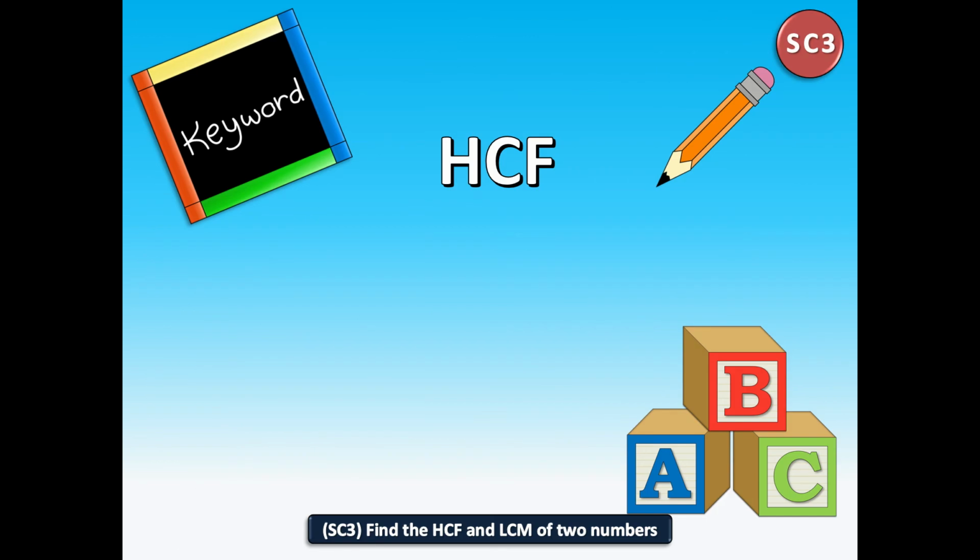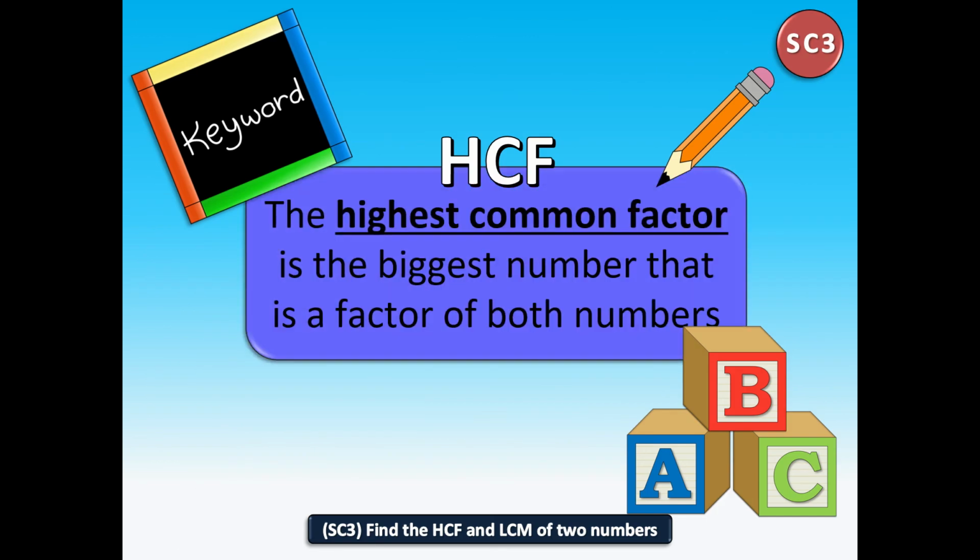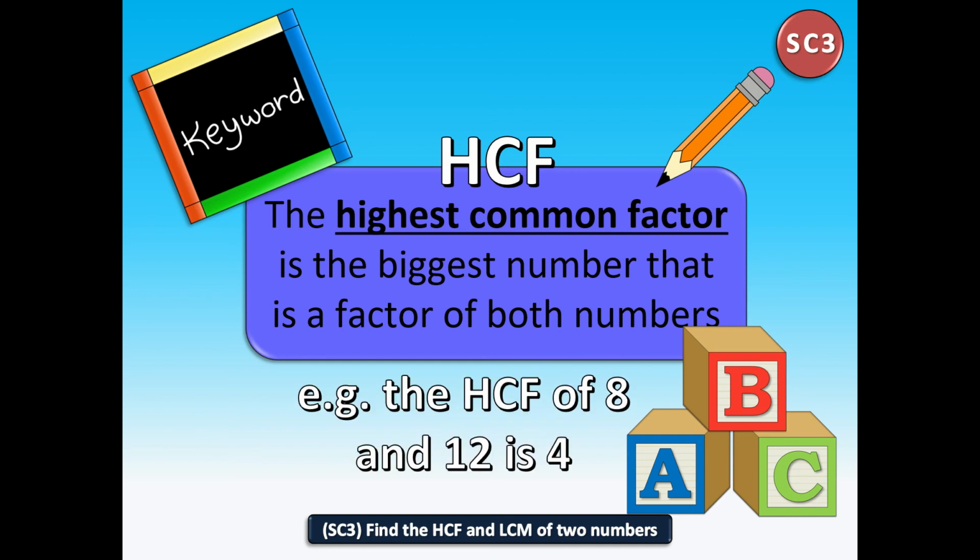So HCF stands for highest common factor, and the highest common factor is the biggest number that is a factor of two numbers. So for example, the highest common factor of 8 and 12 is 4, because 4 is the biggest number that goes into both 8 and 12.